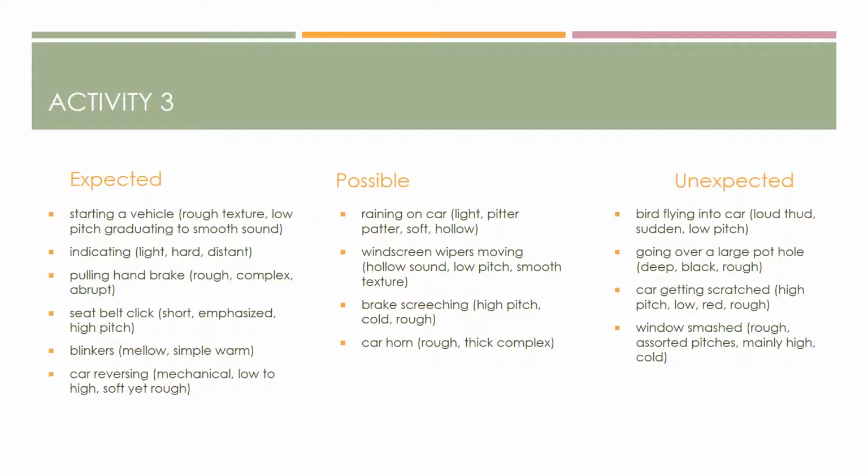For this activity, I have put below some expected, possible and unexpected acts in and around a vehicle, and I've partnered these with descriptions for each. Just as an example, for expected, blinkers have a mellow, simple and warm sound, and something unexpected would be a car getting scratched up, which would be a really high-pitched sound, with colours of red and quite a rough sound.